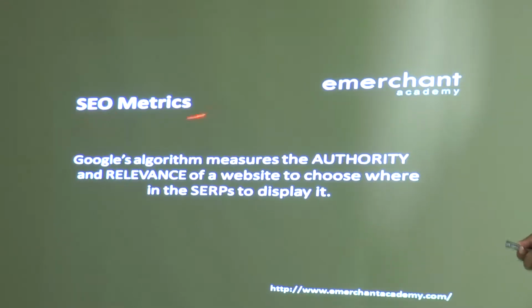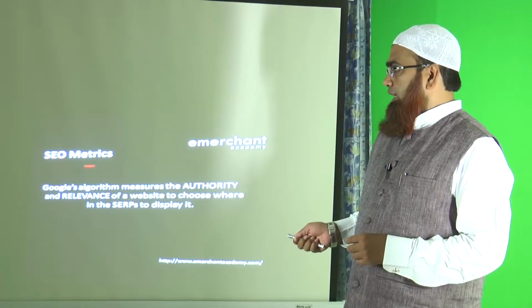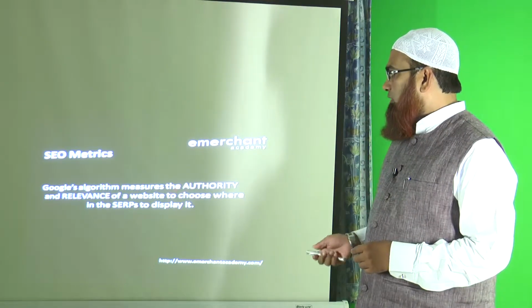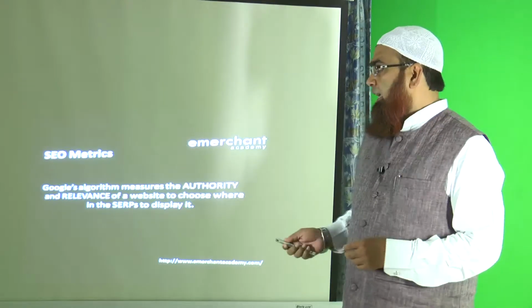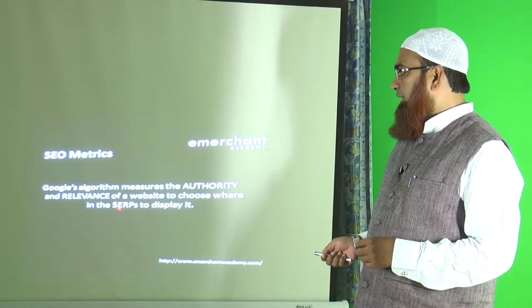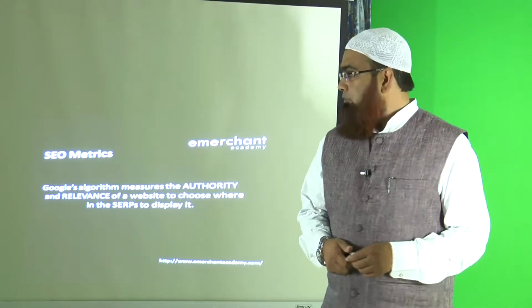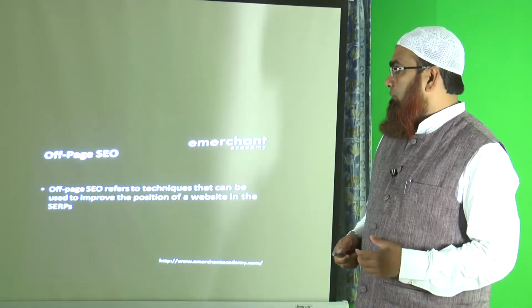Now let's talk about SEO metrics. The Google algorithm measures the authority and relevance of a website to choose whether it has to come in the search engine ranking page or not. So SEO metrics is basically Google's algorithm, which measures the authority and the relevance of a website. Based on that, Google will decide whether that particular site is going to come in the search engine result page or not. So that is basically the metrics of Google.